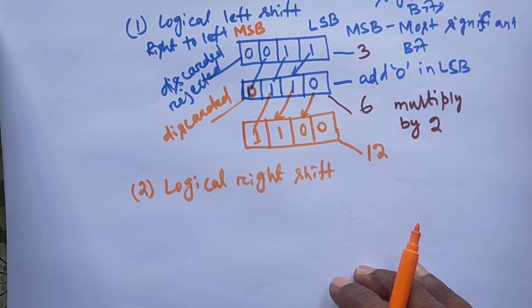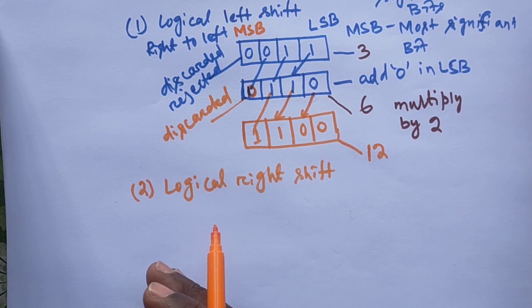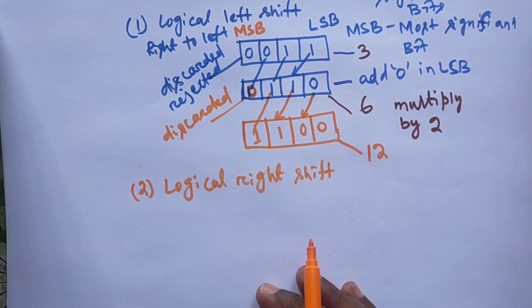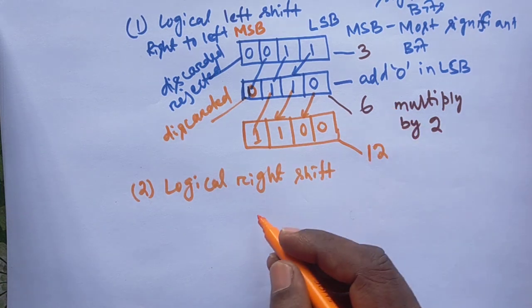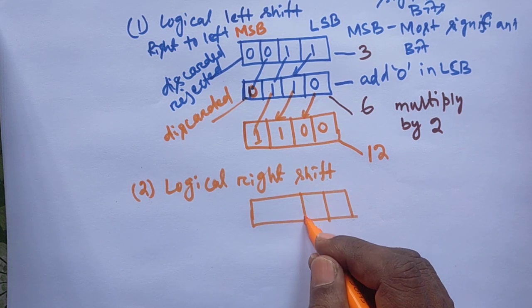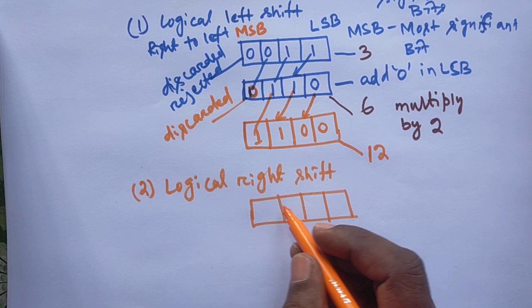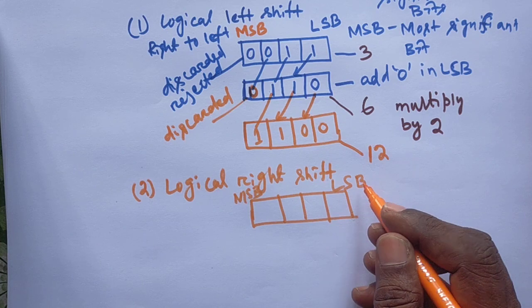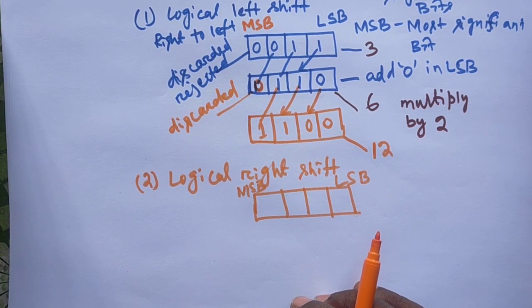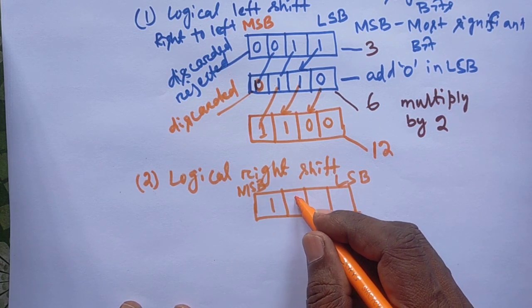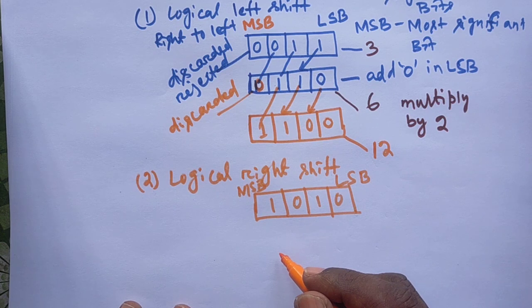Very simple way. Let us consider right shift means from left to right. If you go left to right, then obviously you lose some data, because on the right hand side some data will be shifted out. So very simple way I will tell you. We will consider 4 bits. Here will be MSB, here will be LSB. Let us consider, for example, 1 0 1 0.